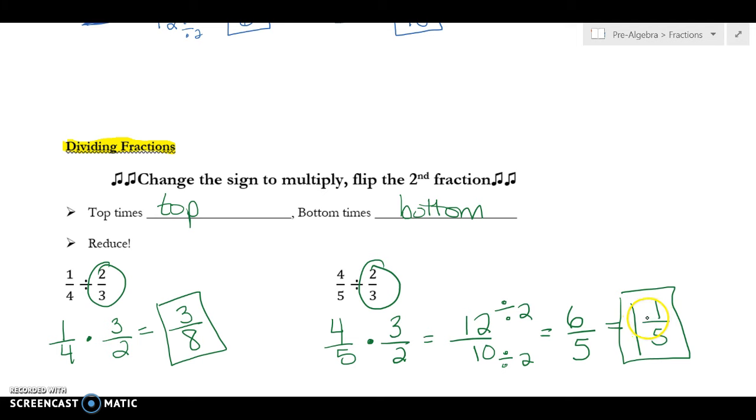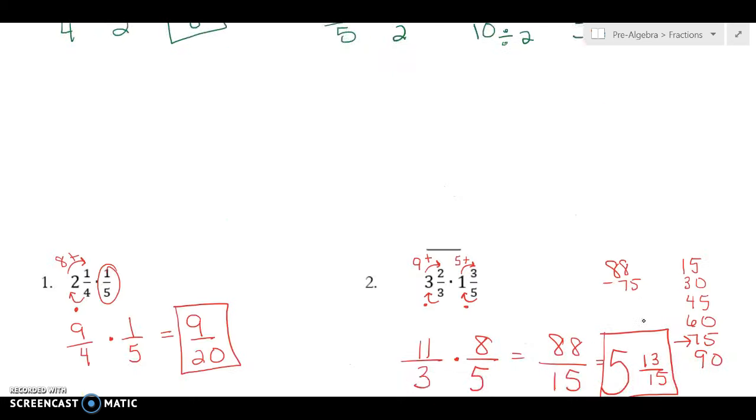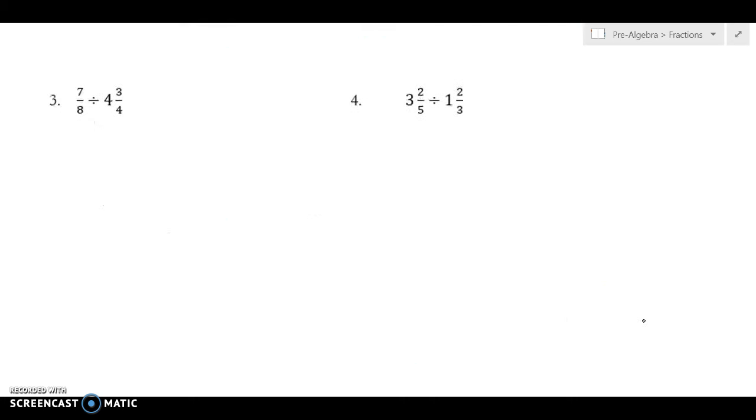So dividing is the same process as multiplying, you just have that extra step at the beginning. So let's look at a couple others, and then we'll be done. All right, so let's look at this. Before I even do anything, I need to rewrite this. So 4 times 4 is 16, plus 3 is 19. So this I'm going to write as 19 over 4.